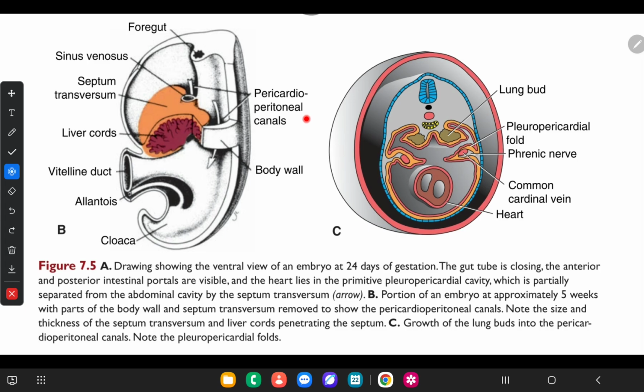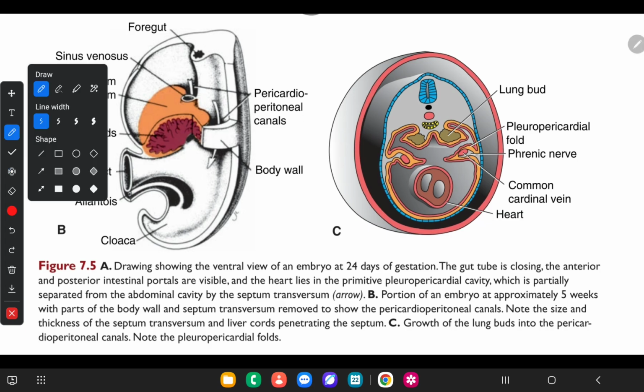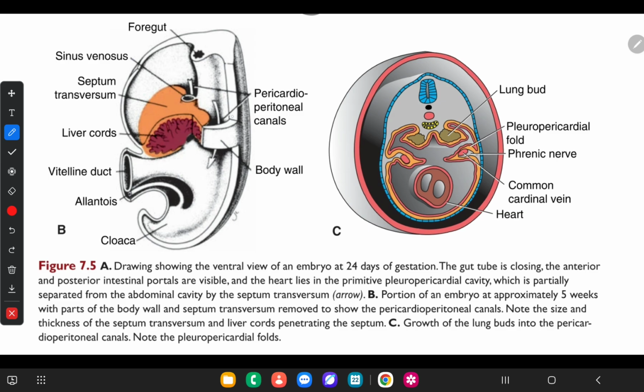So what happens is, when the lung bud begins to grow, they expand caudally and laterally within the pericardioperitoneal canal. Within this pericardioperitoneal canal, lung buds grow like this, caudally and laterally, like this.